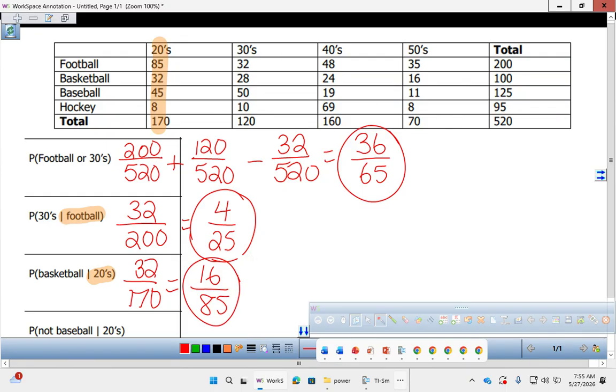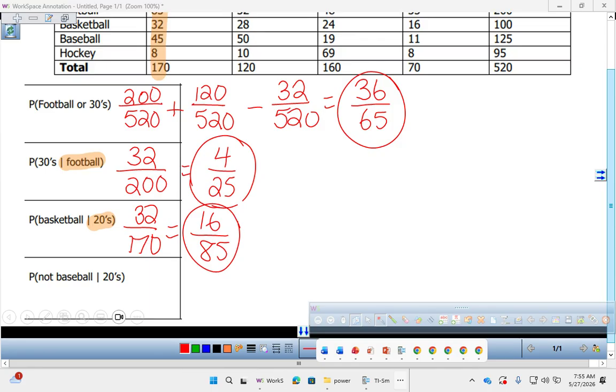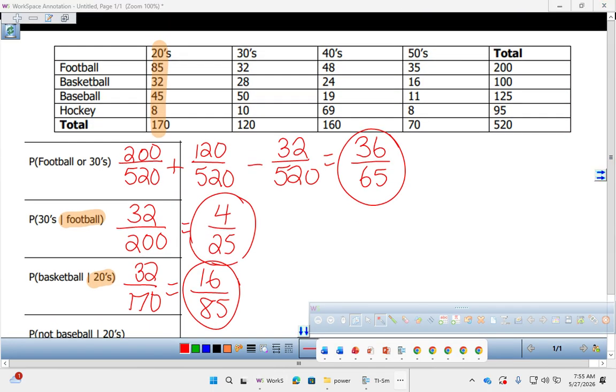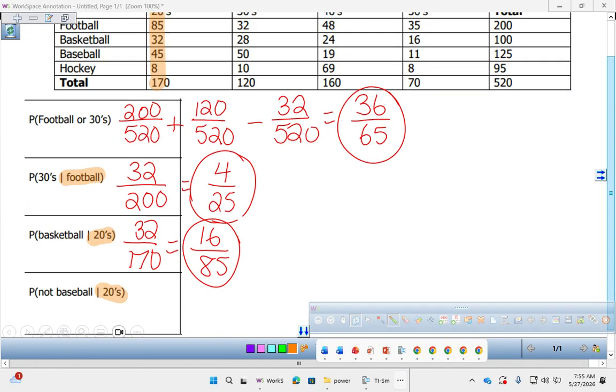And then the last one, not baseball given the 20s. This one's tricky. We did not do one like this. I would say this is more of a challenge. So I'm still looking at the people in their 20s. That's my focus group. And I want not baseball. So here's how I'm going to do this. The total of people in their 20s is 170.